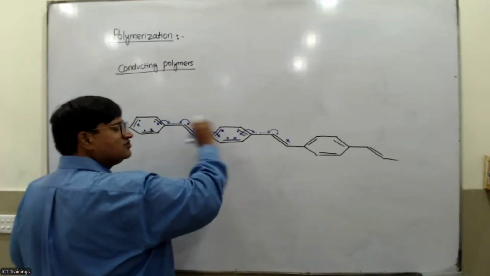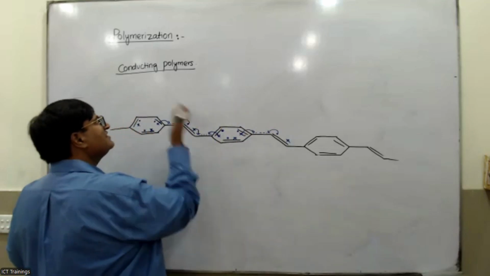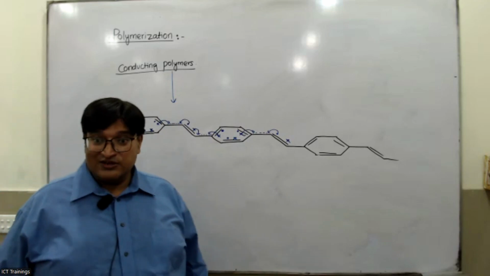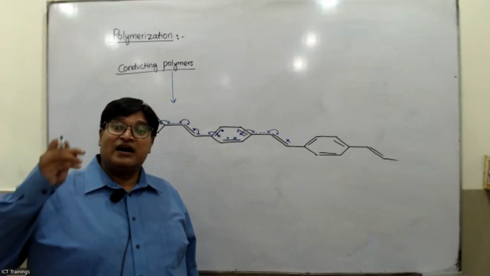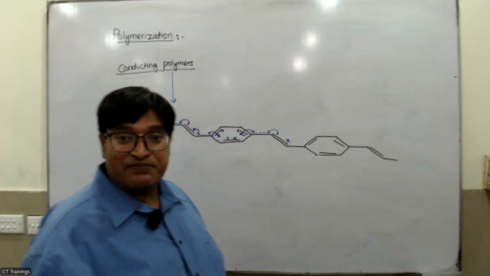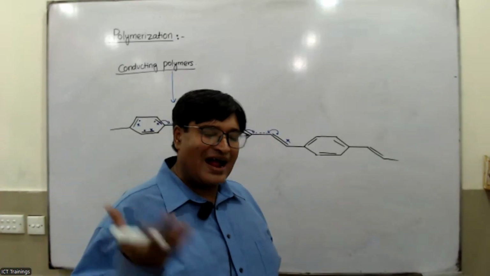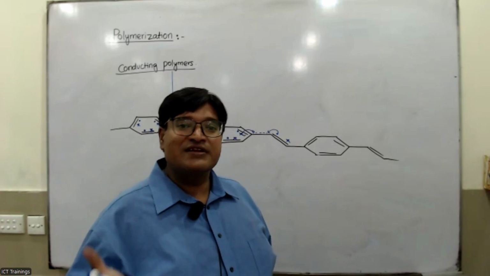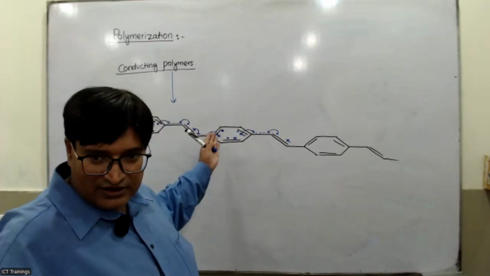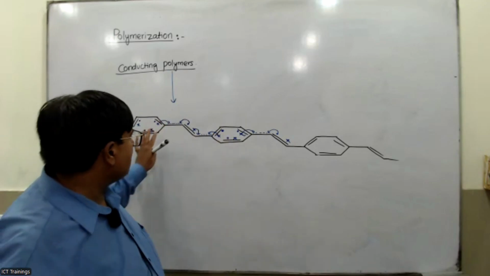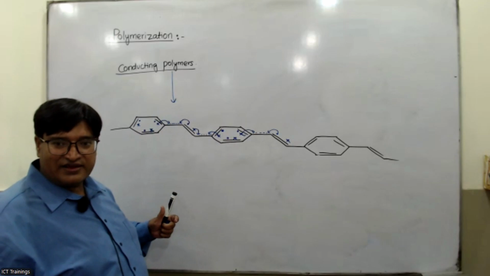So when the electrons are movable, it means this is called a conducting polymer. It can conduct electricity. You people have seen mobile phones becoming very light in weight, because mobiles now use conducting polymer technology, in which no metals are being used. So conducting polymers are very light in weight.